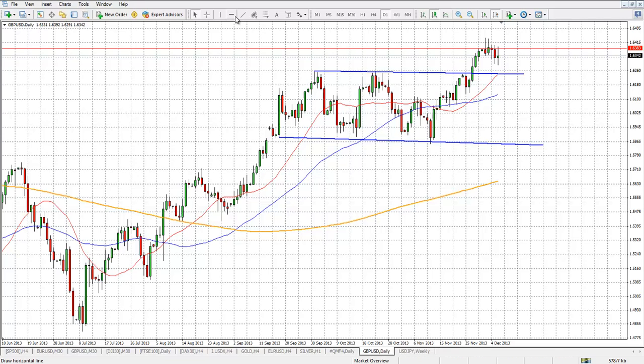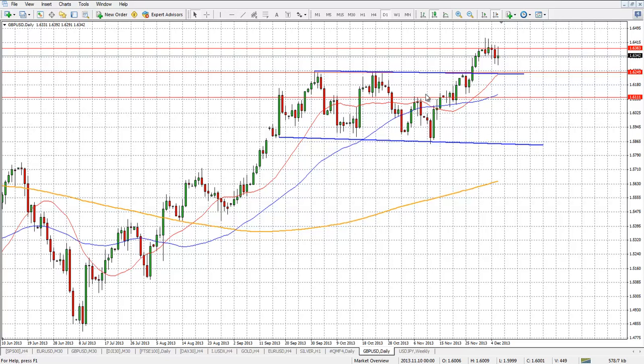So the logical levels of support are obviously these previous highs at 1624 and also the 20 period moving average on the daily time frame, which is quite a significant support at the moment. A loss of this support and a daily close below 1624 could potentially target the 50 period moving average at 1612 as a next logical level of support, and obviously this previous low at 1611.